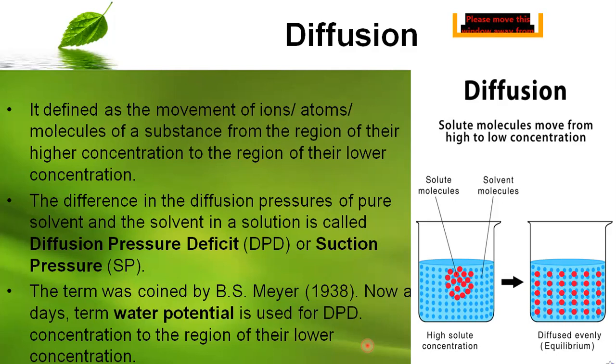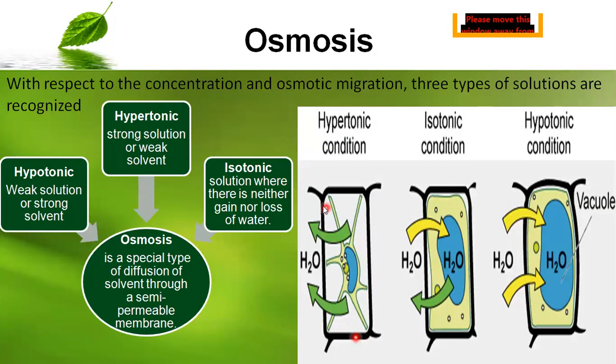Next we will see about osmosis. What is meant by osmosis? It is a special type of diffusion of solvent through a semi-permeable membrane, and it has three types of solution: hypotonic solution, hypertonic solution and isotonic solution. I will discuss it from the diagram.